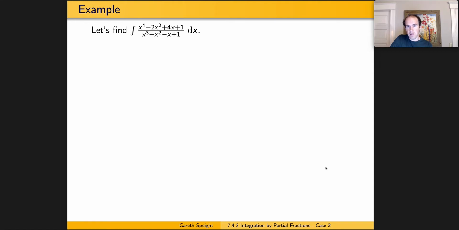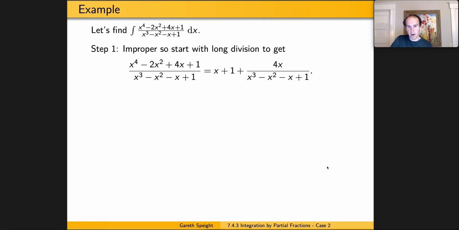So step one, we look at the numerator. The degree of the numerator is 4, which is bigger than or equal to the degree of the denominator, which is 3. So this is not proper. So in step one, we have to start with long division and make it proper.